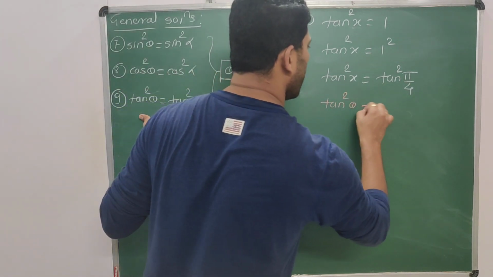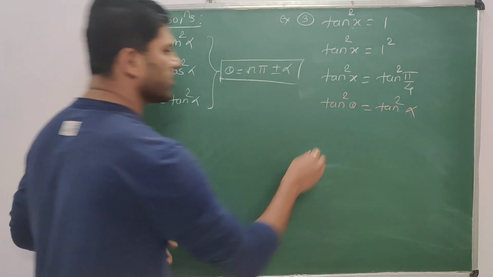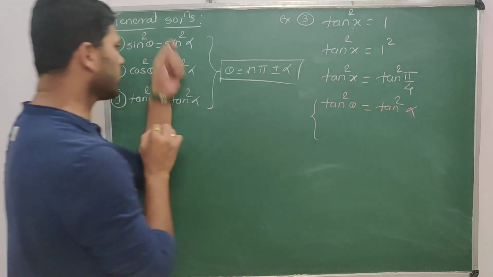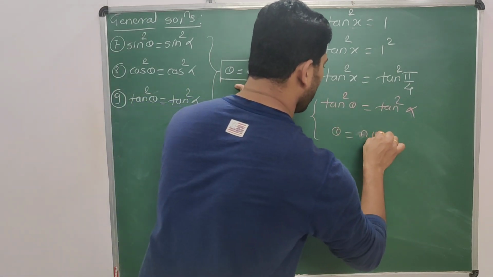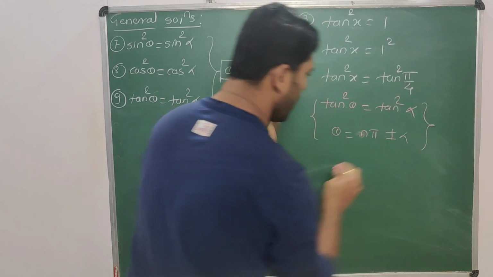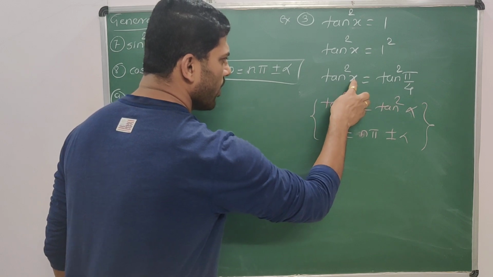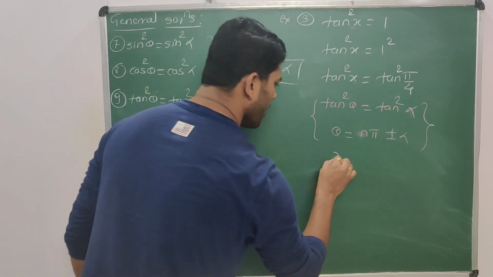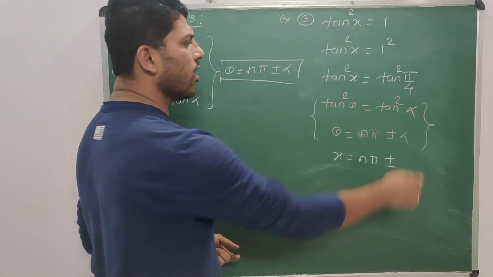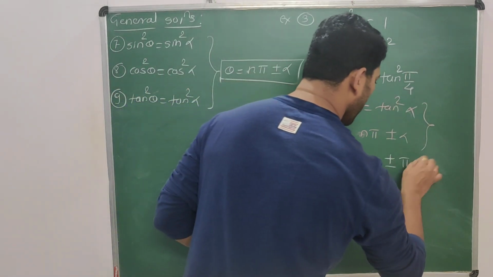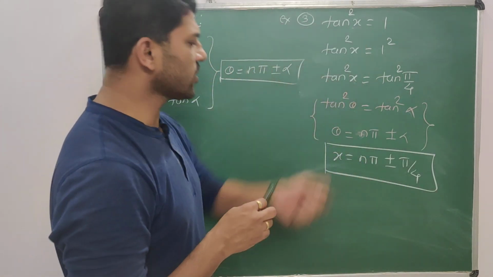So tan square theta equal to tan square alpha is the general solution case, and in such cases the final outcome is theta equal to n pi plus minus alpha. Let's apply this structure to this problem. If theta is x here, x, n pi plus minus, what about alpha? Alpha is pi by 4. So here we got the general solution for tan square x equal to 1.